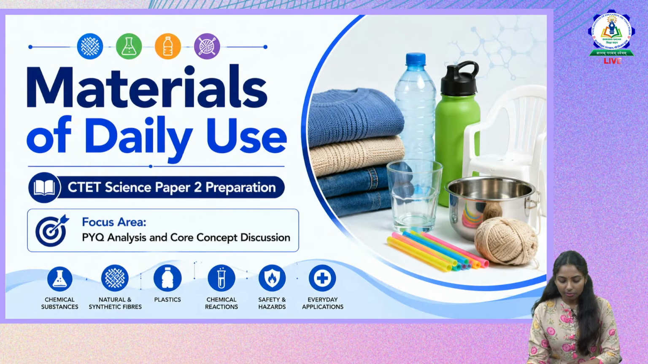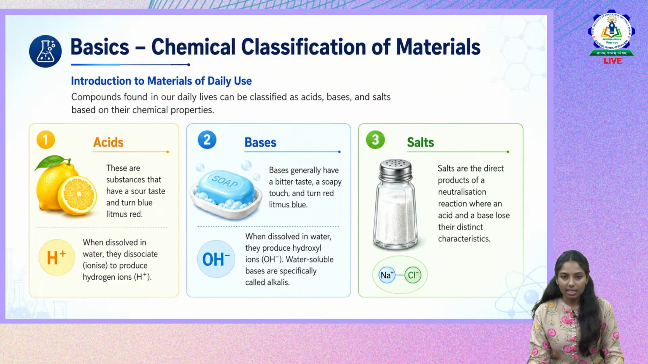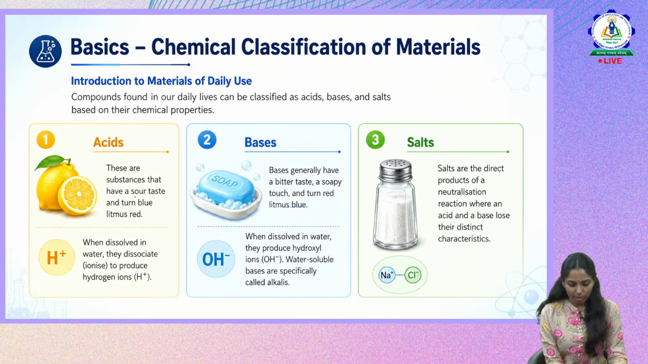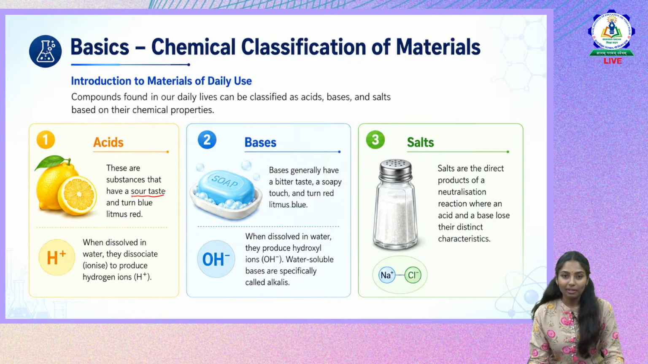So let us first go by understanding some basics about this topic, a small brief about the topic before going into the PYQs. First we have to understand the basics of acids, bases and salts. As we know, acids are sour to taste, and acids can be found out by litmus test. They turn blue litmus red. So we can remember it by this. And in bases, red litmus turns blue. So we can remember it like that.